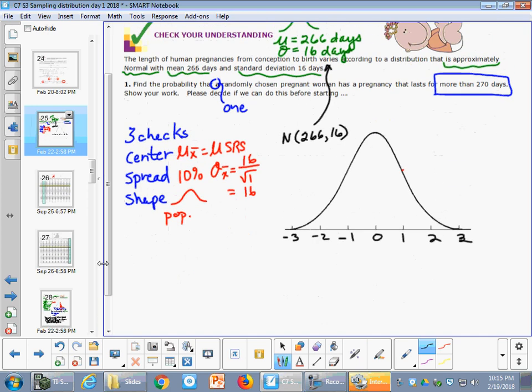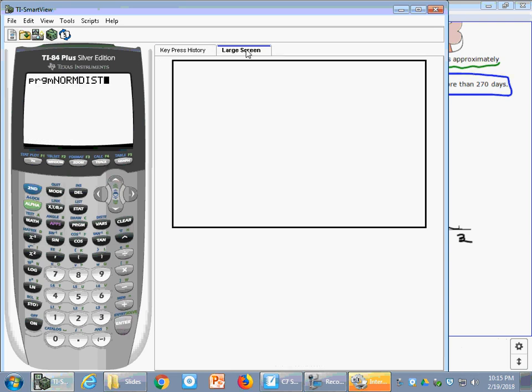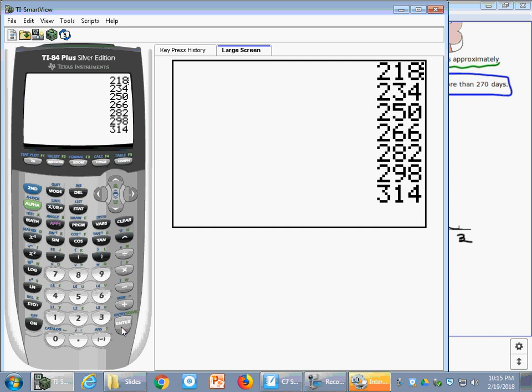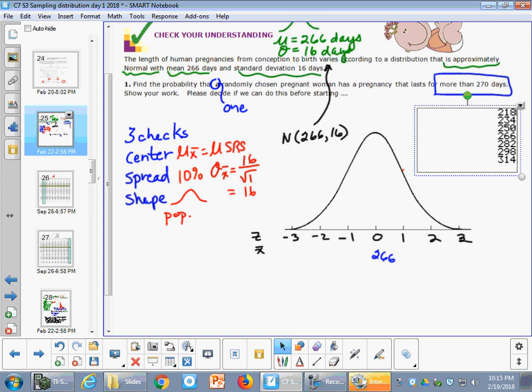That's our z-scale, and now let's put our, I guess it would be kind of an x-bar scale out there. It starts at 266, and it goes out by 16s. So we can access our calculator and do norm dist. In norm dist, we put in the 266 and the 16, and that gives us these numbers, which I will bring out to my workspace. And now I can fill those in: 218, 234, 250, 266, 282, 298, and 314. There we go. Pi again, isn't that fun?